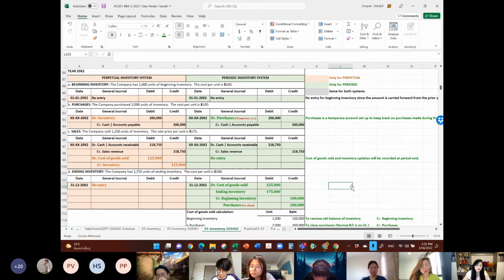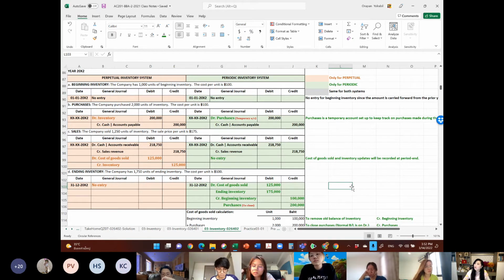So I will be very specific, just like depreciation. I'll be very specific, saying whether you're going to use straight line or double declining. So I have to be very specific.